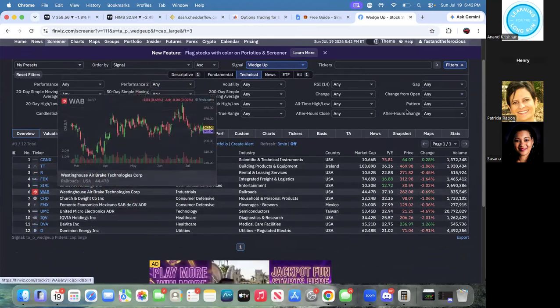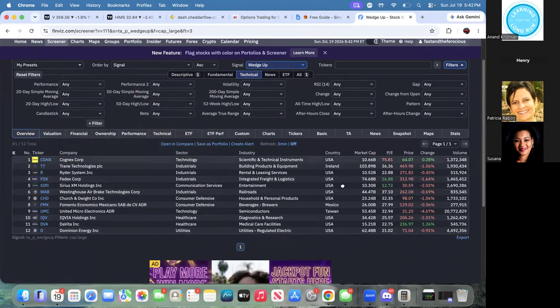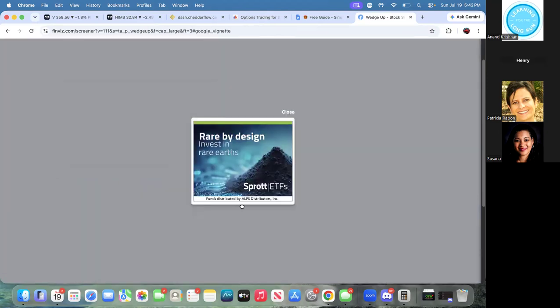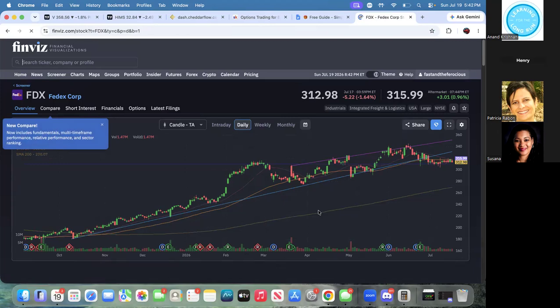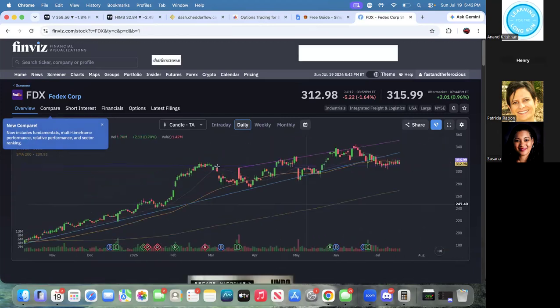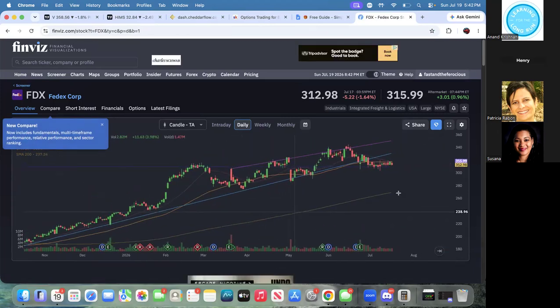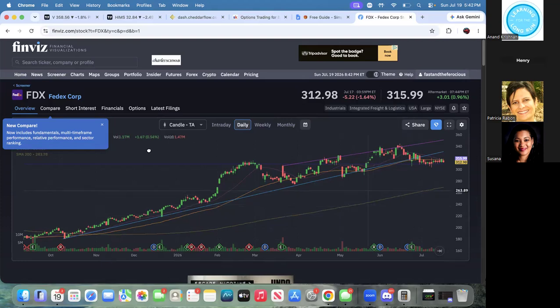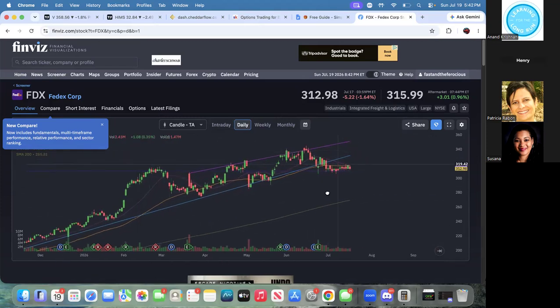So let's see, Westinghouse, FedEx. That's a good one. What's FedEx doing lately? I know they were under pressure a lot before. Okay, let's see. So it did outline the ascending triangle. It gave me this blue line here and this blue line here. And let me spot the breakout.